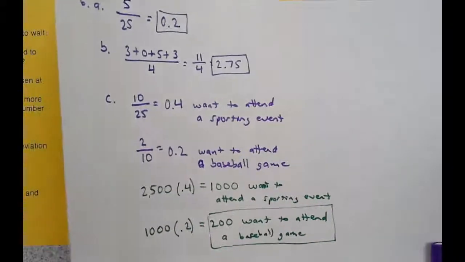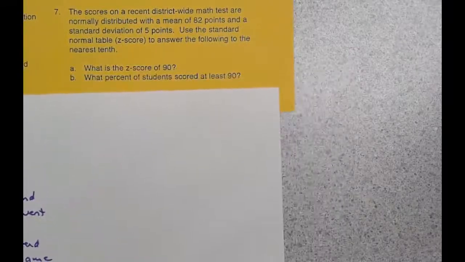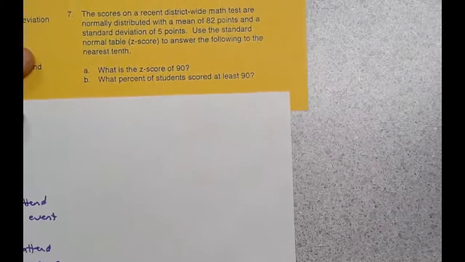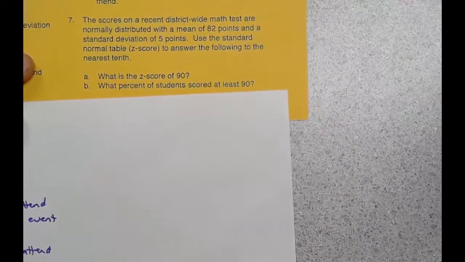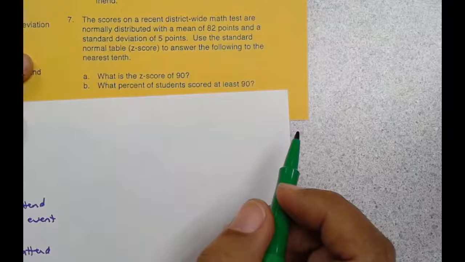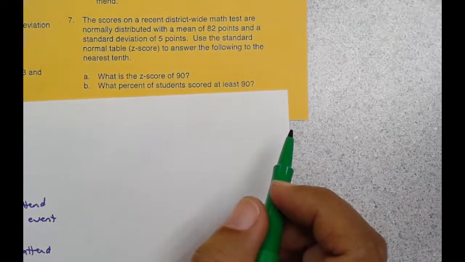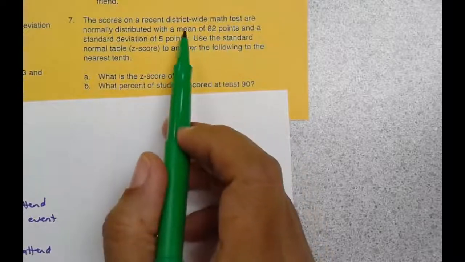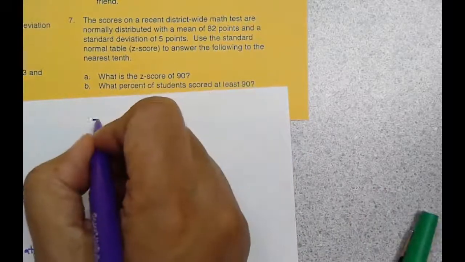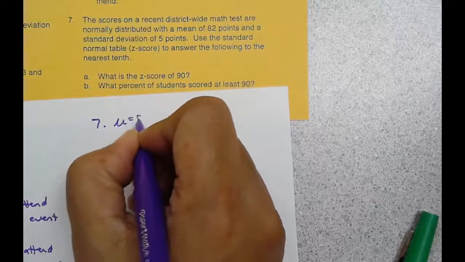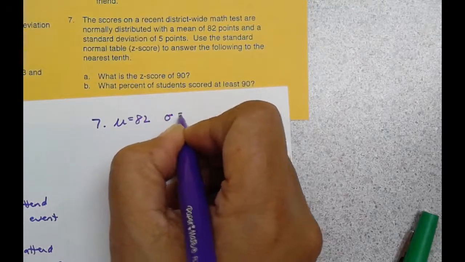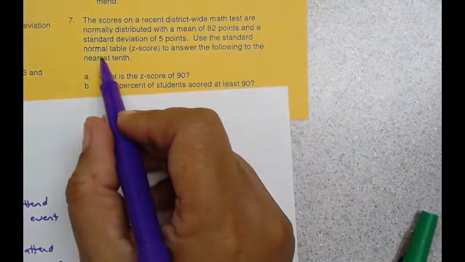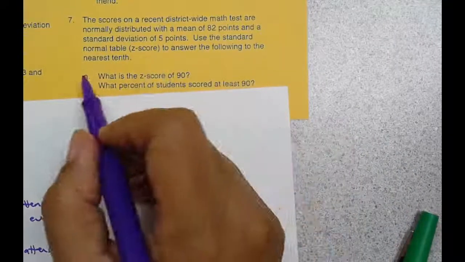All right, let's take a look at number 7. So number 7 is looking at the scores of a recent district-wide math test, and it's normally distributed, so we can use our normal curve, or we can use a z-score, or we can use the calculator normal CDF. But I think this is a little specific here. We can see it here. It has a mean, so I'm going to go ahead and write this down. Our mean value is 82 and a standard deviation of 5. Use the standard normal table, your z-score, to answer the following to the nearest tenth.